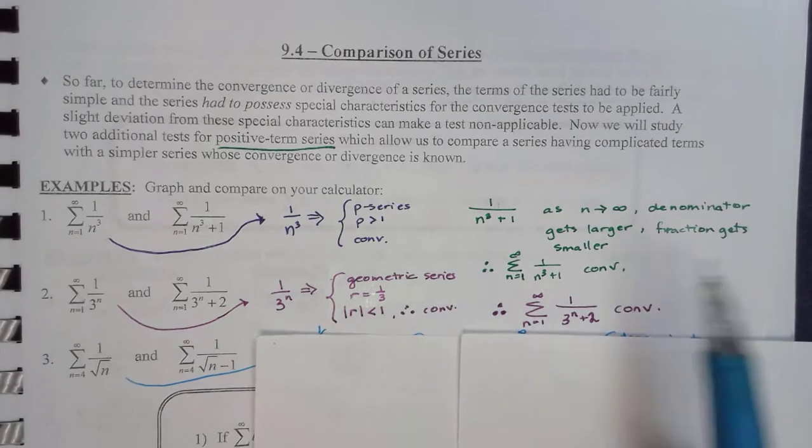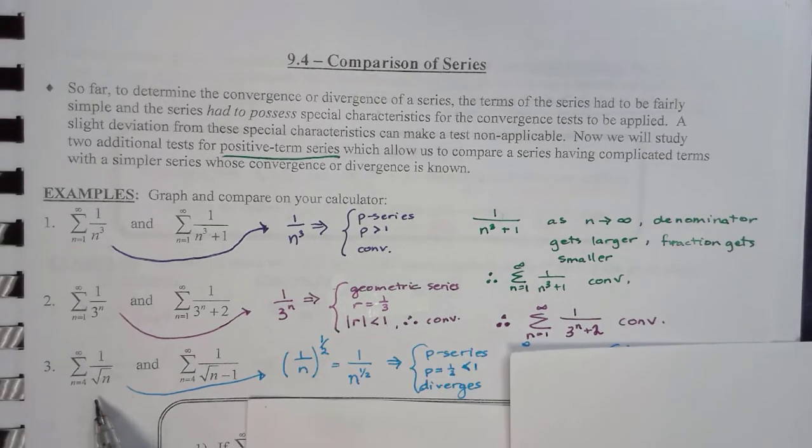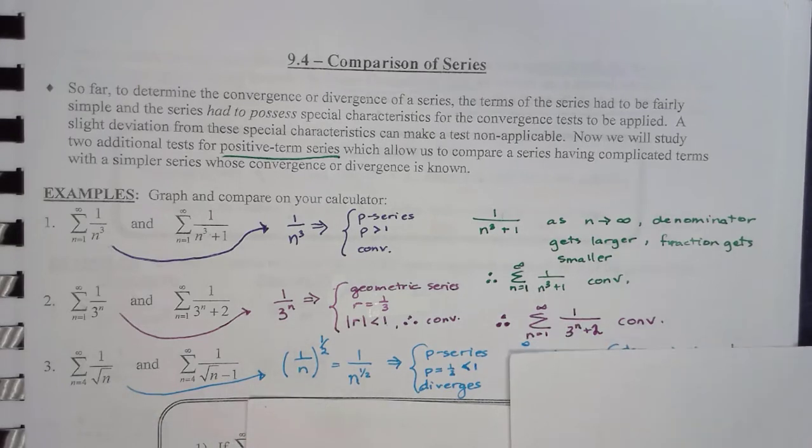Notice that 1 over 3 to the n plus 2, term by term, is smaller than 1 over 3 to the n. For number 3, we have 1 over the square root of n, which is 1 over n to the 1/2. This is a p-series where p is a half, which is less than 1, so we know that it diverges. Let's look at what we're comparing. 1 over the square root of n minus 1. Term by term, this fraction is bigger than this one. And since we know this one diverges, and each term of this series is bigger than each term of this series, we must conclude that this series also diverges.